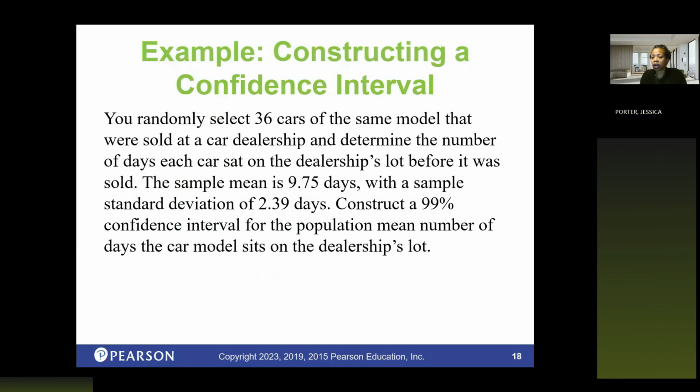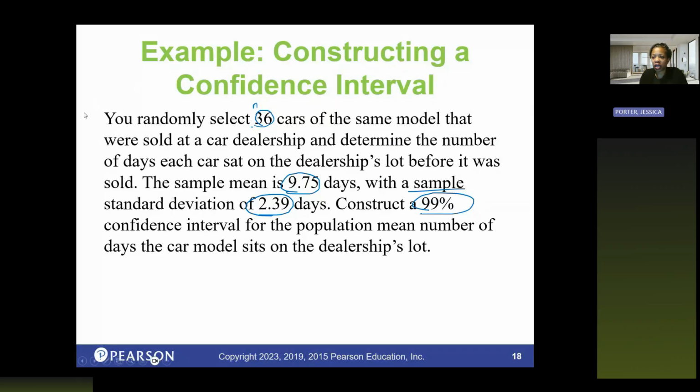So what I want you to do is think about all the information that we have in the problem. That's going to be the first part. So we have 36 cars. This is my N. Sample mean is 9.75. Sample standard deviation, sample, that tells me I'm using T, is 2.39, and we're constructing a 99% confidence interval. So first of all, let's find our T critical value.